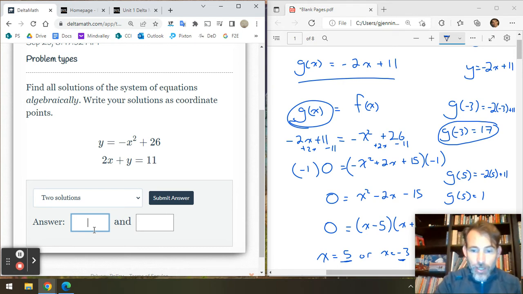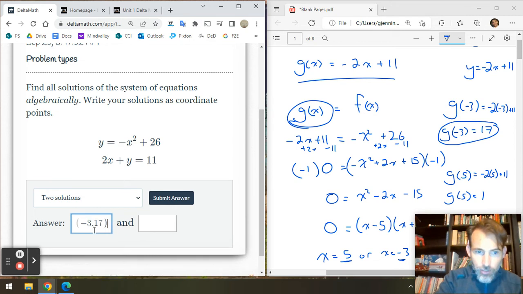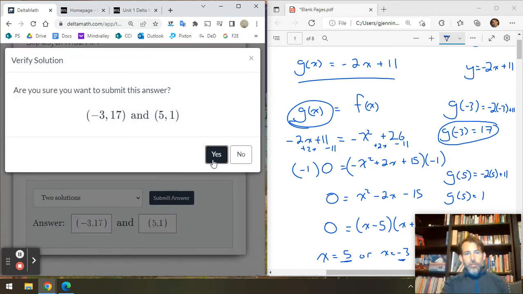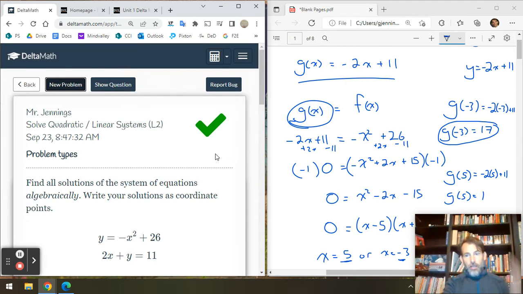Okay, so we had (-3, 17). That should be in brackets to make Delta Math happy. And put the brackets in. And then we have g at 5. When x was 5, y was 1. Two solutions, submit answer. Yes, yay, do that.